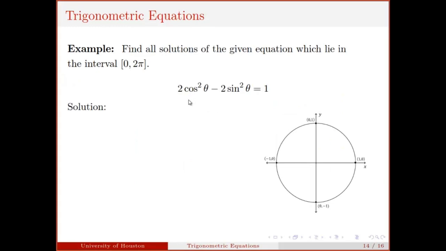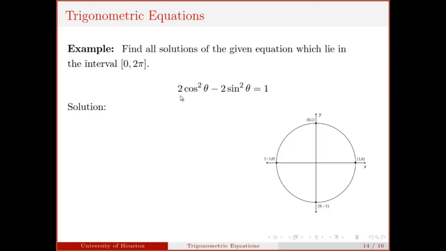In our final example, we will find all solutions of the equation 2 cosine squared theta minus 2 sine squared theta equals 1, which lie in the interval 0 to 2 pi. At first glance, it's not clear how to solve for theta in this equation. A useful strategy for solving more complicated trig equations, such as this one, is to use trig identities to express the equation in terms of one trig function. Here our equation involves both cosine and sine, so we would like to eliminate one of these two functions from the equation.